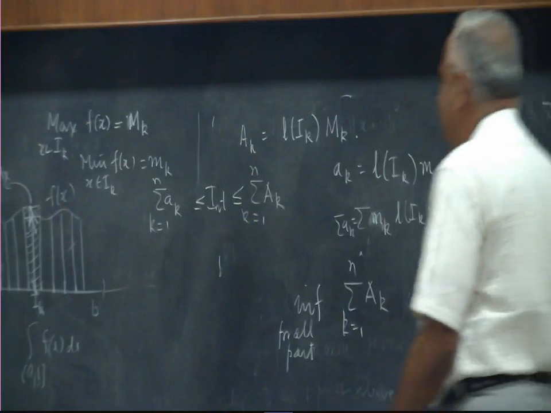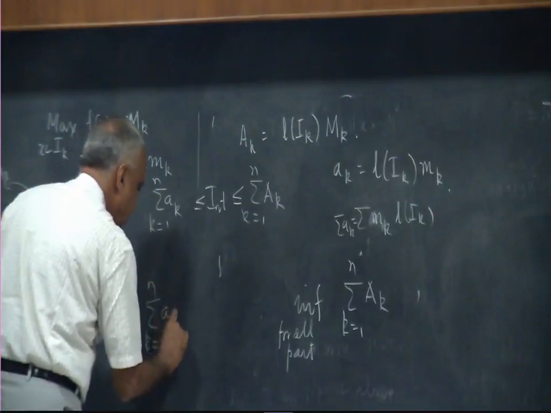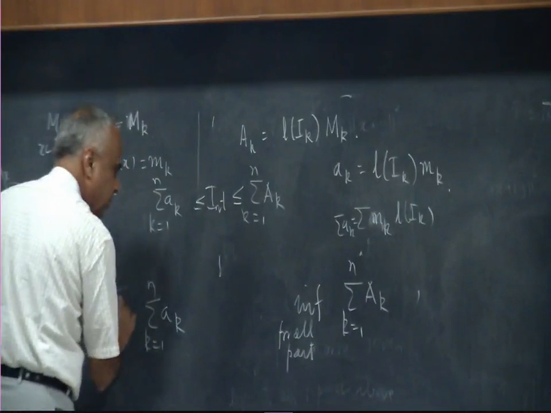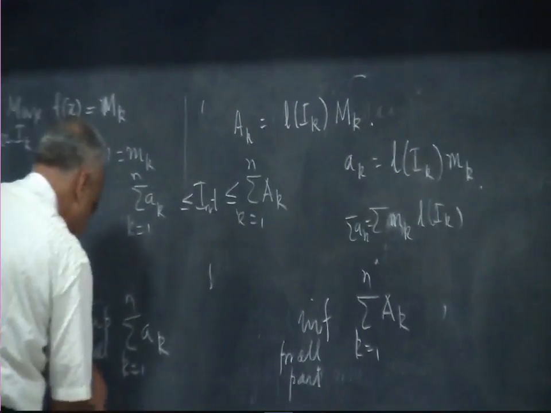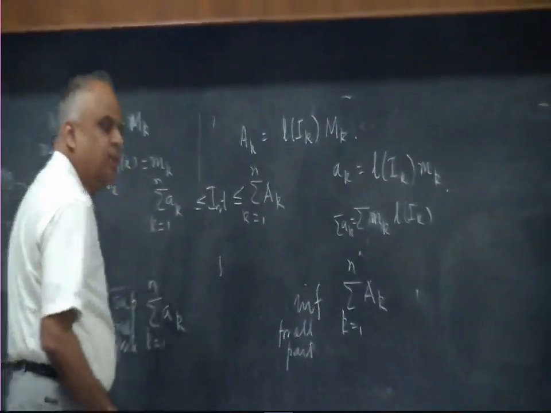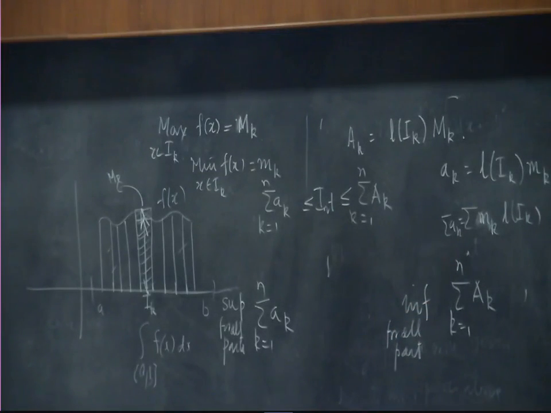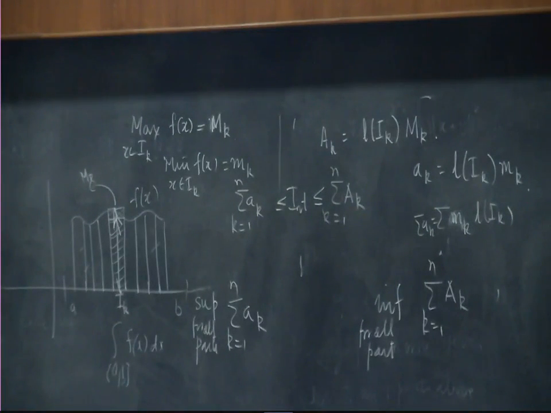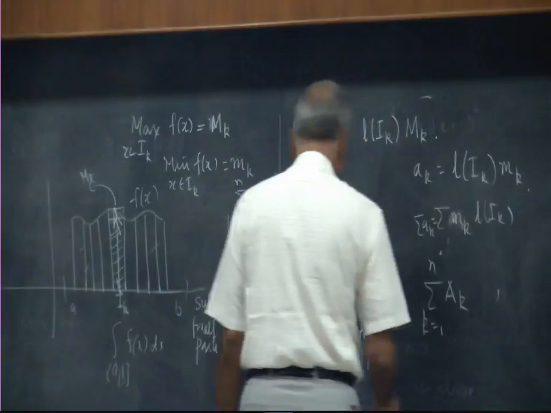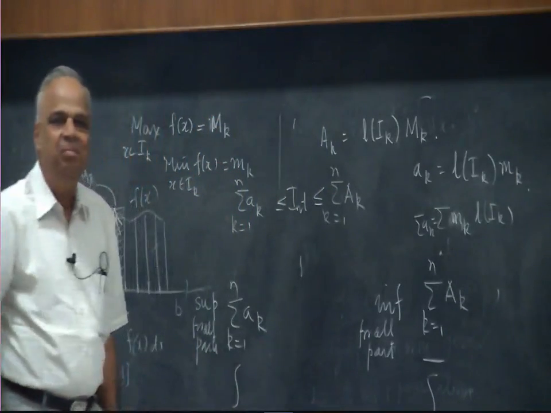And similarly, he said, you do the best underestimate. What does that mean? It should be the supremum over all partitions. That is the largest underestimate possible. The largest underestimate and the smallest overestimate. If you are lucky, they must collapse and give you the value. So this he called the upper integral. This he called the lower integral.